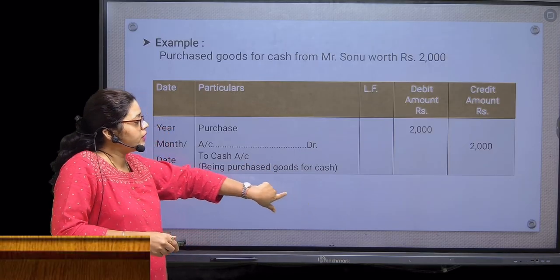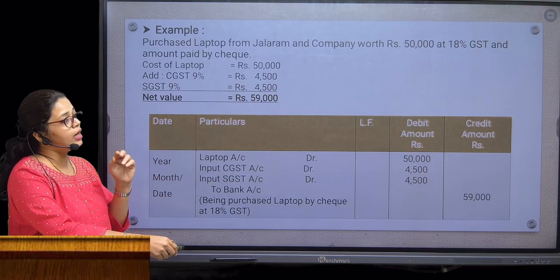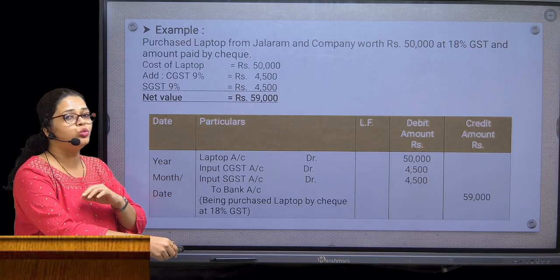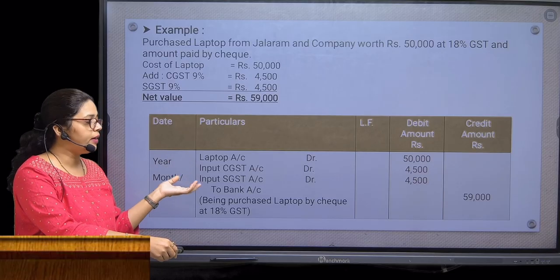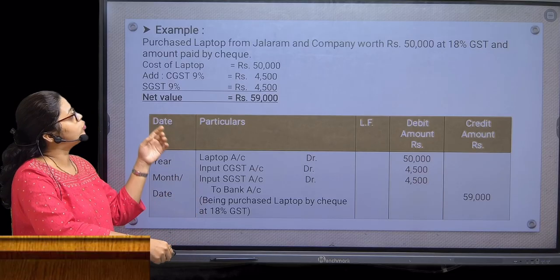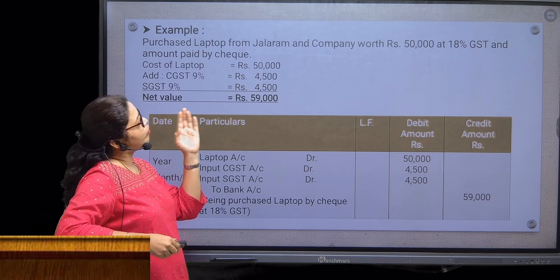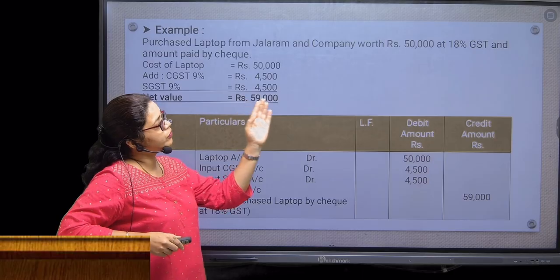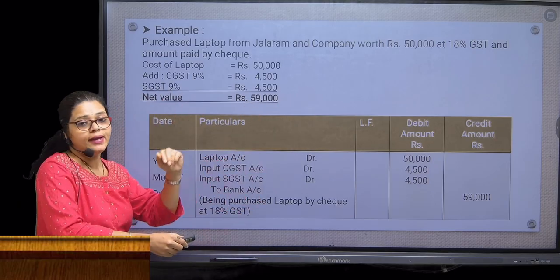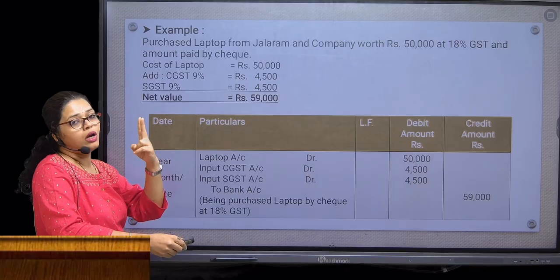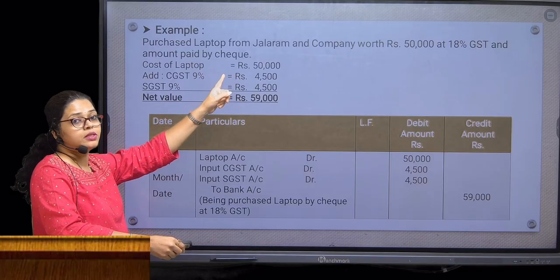Now let us see a combined entry. A combined entry where we are having one debit entry and correspondingly 2 to 3 credit entries, or 2 to 3 debit entries and 1 credit entry. So first let us see the example. The example is: purchase laptop from Jalaram and Company worth rupees 50,000 at 18% GST, and the amount is paid by check. So obviously the two accounts, first we have to recognize, one is a laptop and another is check. Check means a bank transaction.